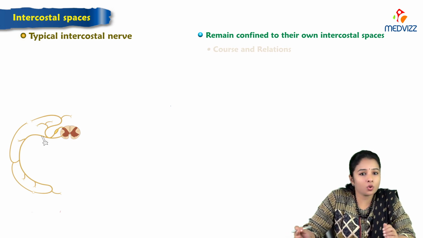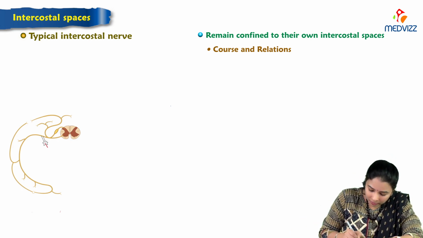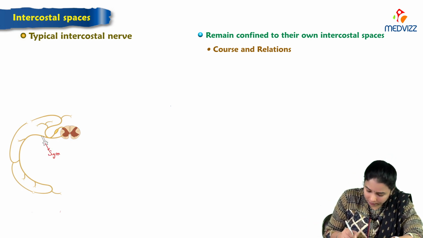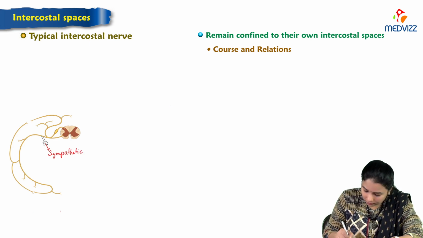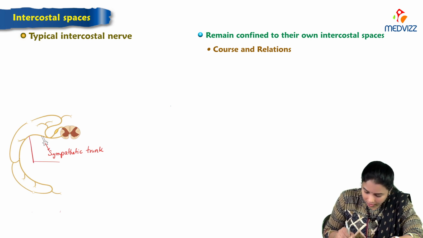If we see its course and relations, the typical intercostal nerve, after its origin, turns laterally behind the sympathetic trunk. So here is the sympathetic trunk. And we can see this is the typical intercostal nerve.